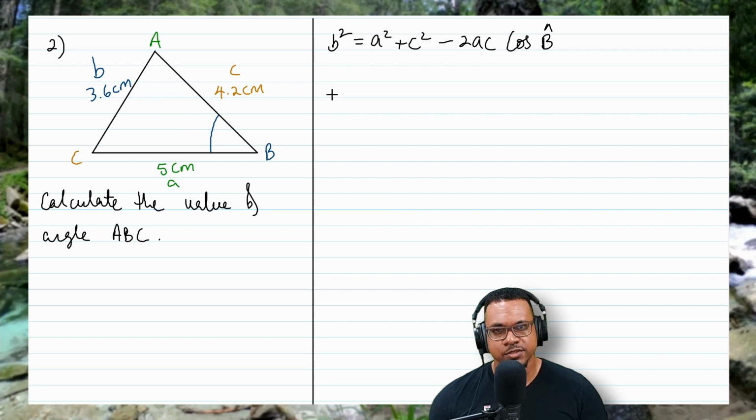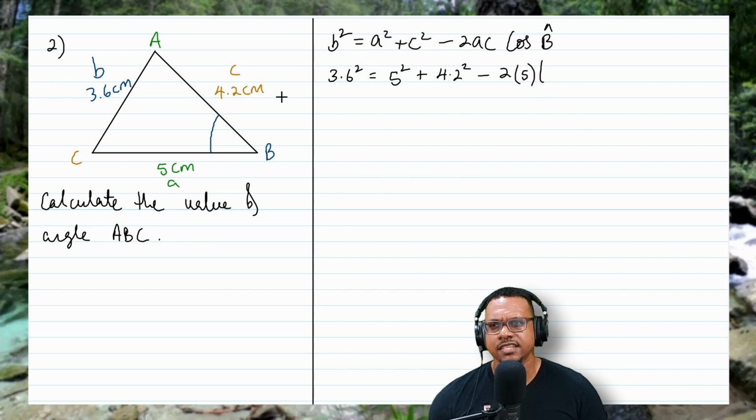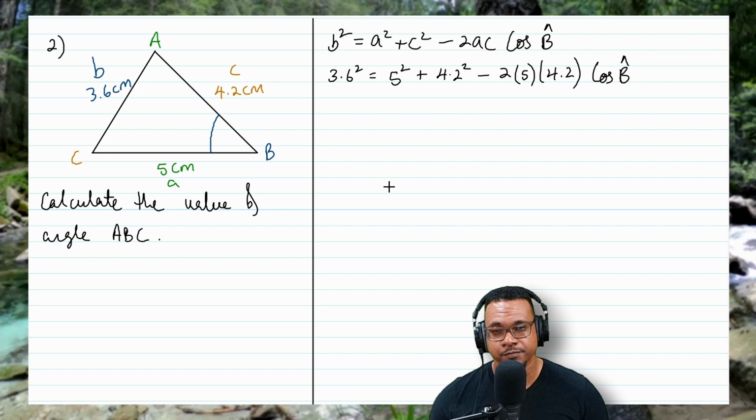Now let's put in our values. So lowercase b is this 3.6. So we're going to have 3.6 squared is equal to a squared, and a is 5, plus c squared, and c is 4.2. So we're going to have that 4.2 squared. Take away 2 times a, which is 5, times c, which is 4.2. Cosine capital B, and we don't know what capital B is. That's what we're trying to find.